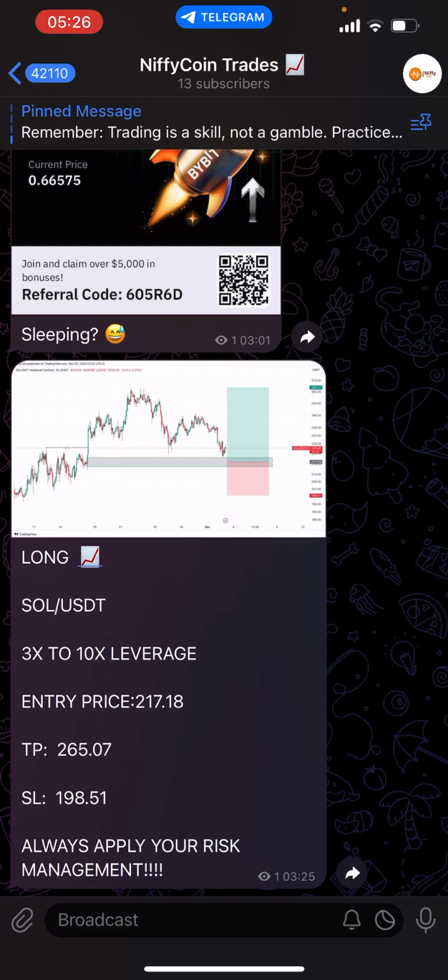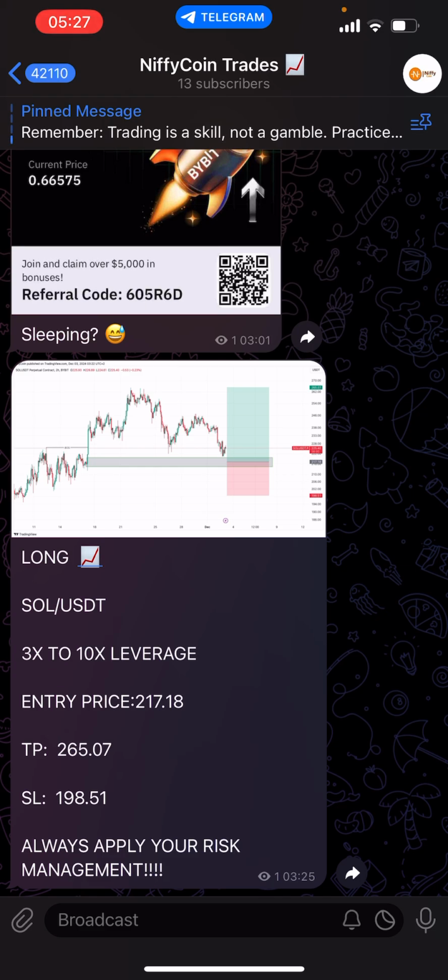Long, this is a long signal, so you are longing, which means you are buying. If it is short, that means you are shorting, you are selling. So we are longing Solana, 3X to 10X leverage. I give this leverage so you won't lose much. It's just like risk management for me. You can decide to use more than that if you know what you are doing. That is, if you know what you are doing.